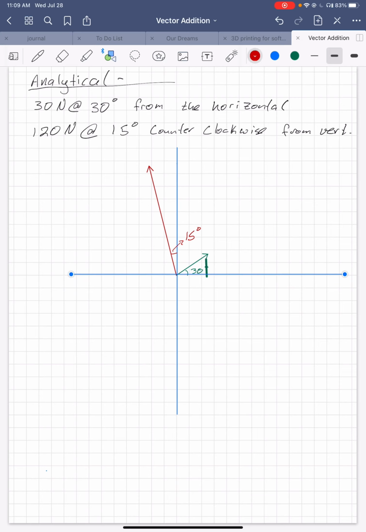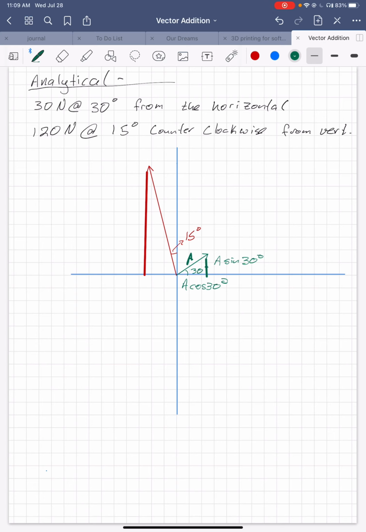And I've got this pretty obvious triangle to work with here. All right, so what do those look like? Well, this guy's pretty easy. If I call this vector A, and he has a length of A, he would be over here A sine 30 degrees, and down here A cosine 30 degrees.